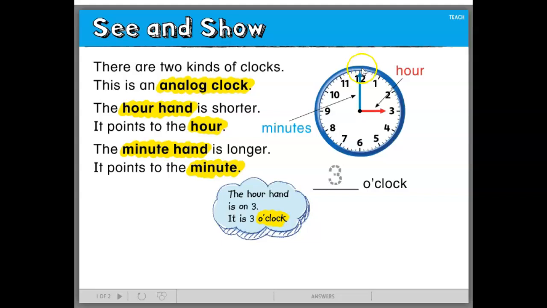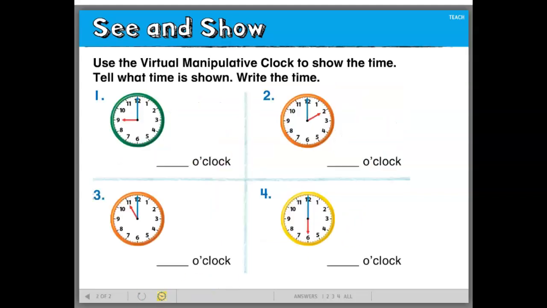So when I look at this clock, the hour hand is pointing right at the 3. So I know it's the hour of 3, and then when the minute hand is at the top of the clock, where the hour starts, pointing to the 12, that means there are no minutes yet. So this time is just 3 o'clock, like they wrote here.